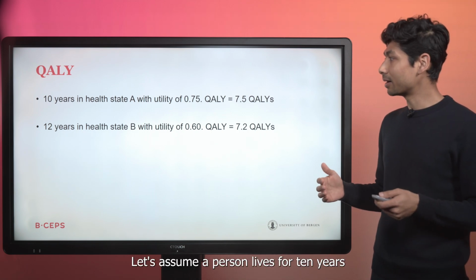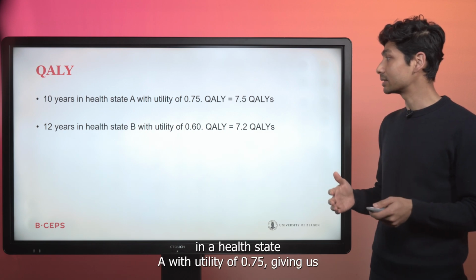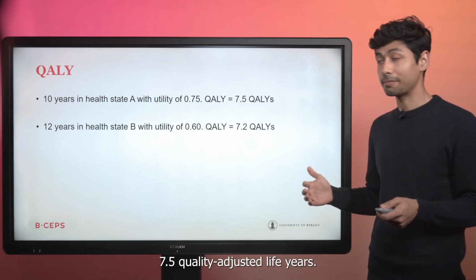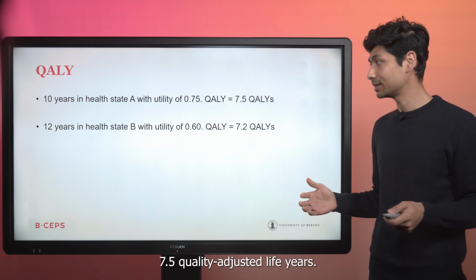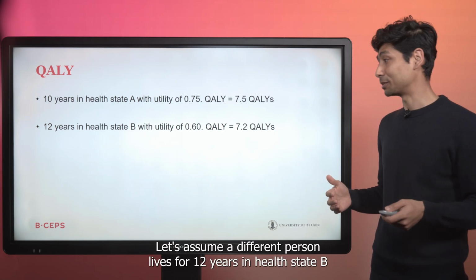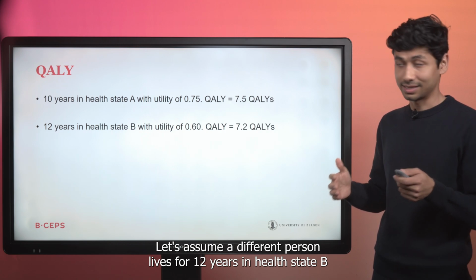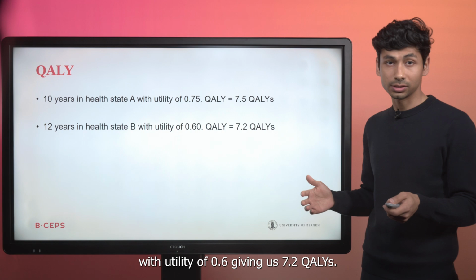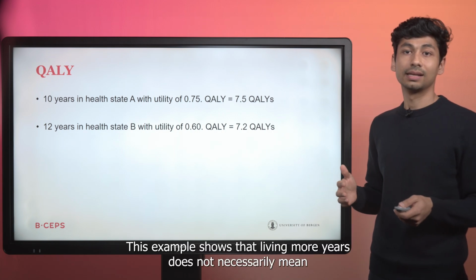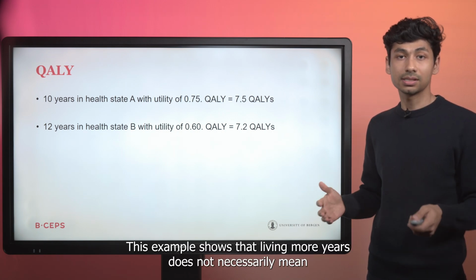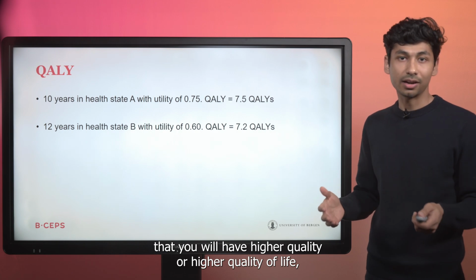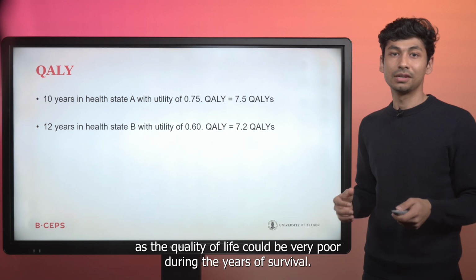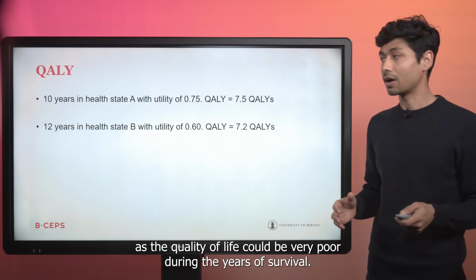Let's look at QALY with an example. Let's assume a person lives for 10 years in a health state A with utility of 0.75, giving us 7.5 quality adjusted life years. Let's assume a different person lives for 12 years in health state B with utility of 0.6, giving us 7.2 QALYs. This example shows that living more years does not necessarily mean that you will have higher quality of life, as the quality of life could be very poor during the years of survival.